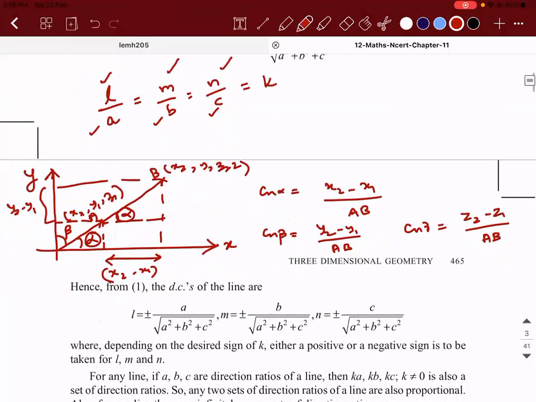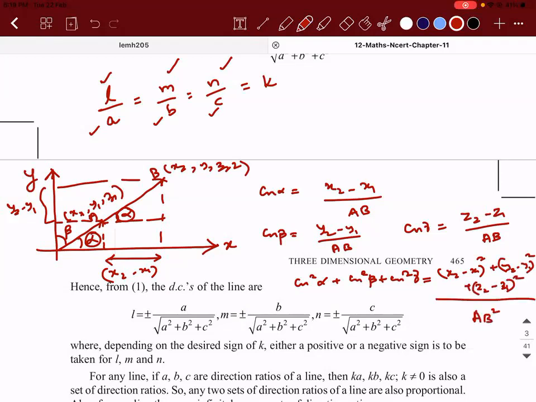If I square them and add, then cos square alpha plus cos square beta plus cos square gamma will be equal to x2 minus x1 the whole square plus y2 minus y1 the whole square plus z2 minus z1 the whole square, divided by AB square. But what is AB? The distance between two points on a line is the root of x2 minus x1 the whole square plus y2 minus y1 the whole square plus z2 minus z1 the whole square. You know this, right? So the numerator and denominator are the same, and when they cancel, that is the reason you get 1. If you already know the reason, well and good. If not, you can make a note of this. That is the reason why we say L square plus M square plus N square is equal to 1.